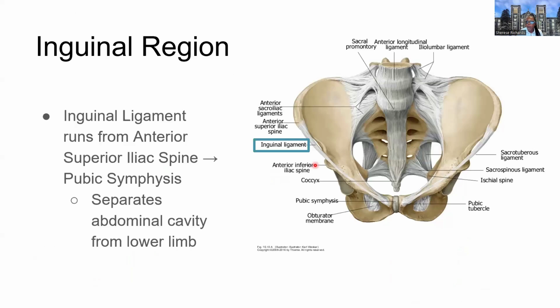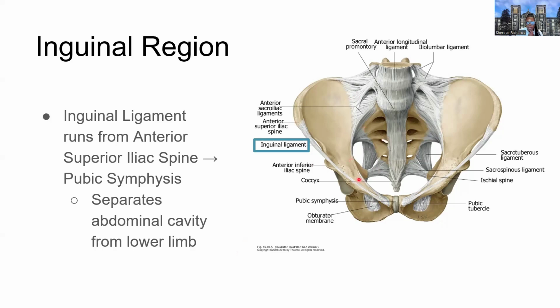Let's look at the inguinal region here. The inguinal region is the region between the pubis and the lower abdominal region, that umbilical or inguinal region. And there are several important structures here where we have the inguinal ligament. So this is really the entryway from the abdomen to the lower extremity, as well as into the pelvis.